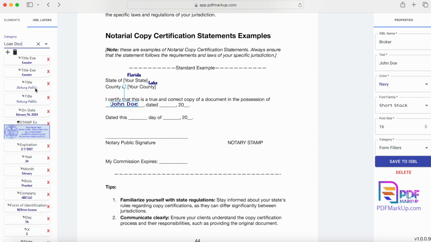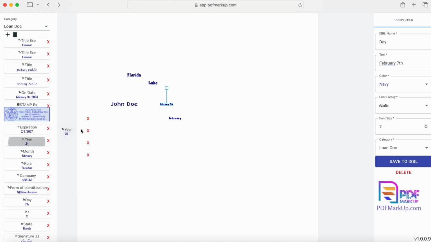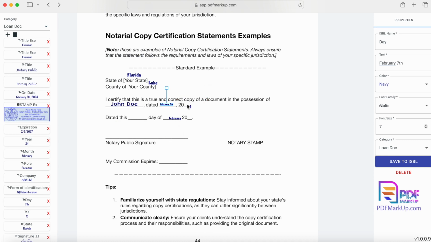Okay, dated. The date that the document was dated is what you want to put in here. So this is a little bit different. So in this case, we're going to put February 7th, dated, fit that in there. Make sure they can read it. 2024. Dated this.